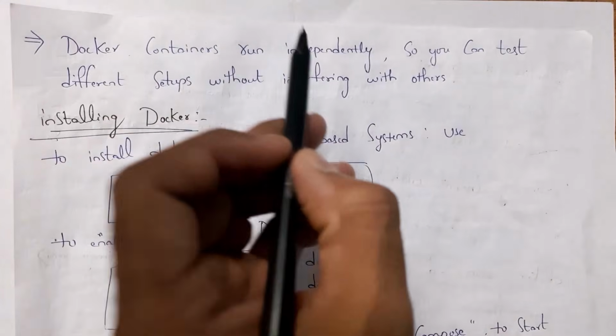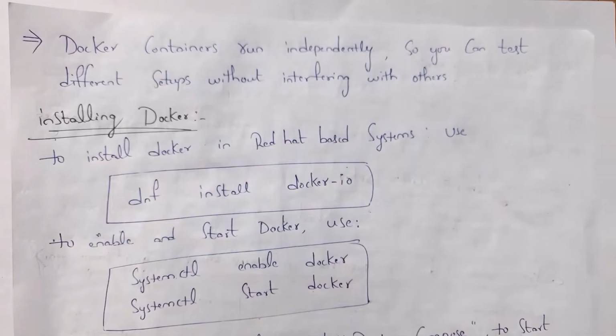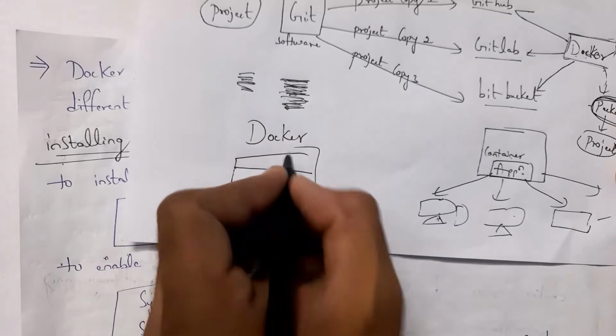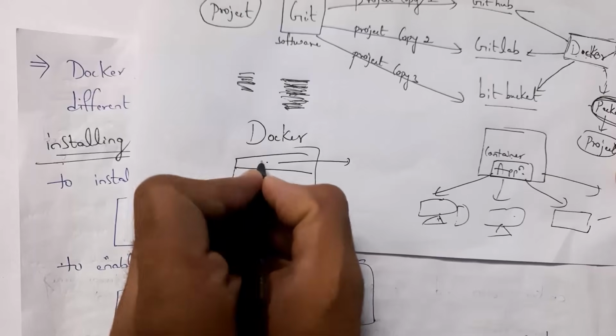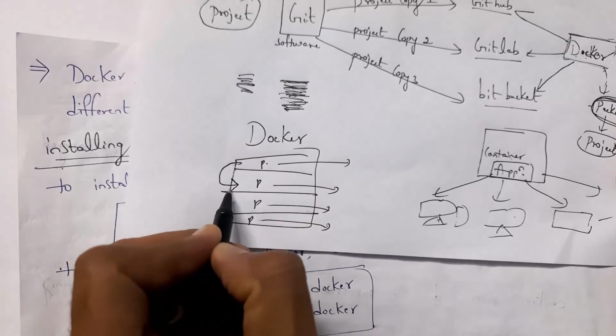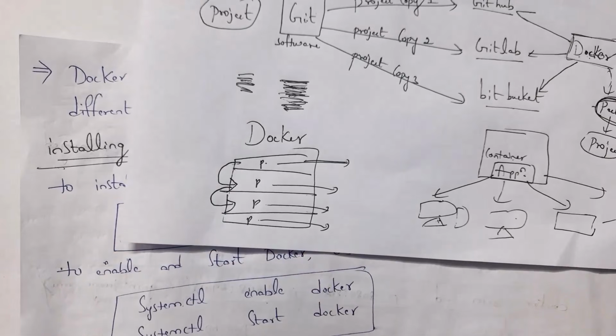Docker containers run independently, so you can test different setups without interfering with others. Guys, in Docker software, there will be multiple containers and in each container, we can place one project. And this container is not dependent on this container. Similarly, this container will not depend on this container. So each container will work independently.